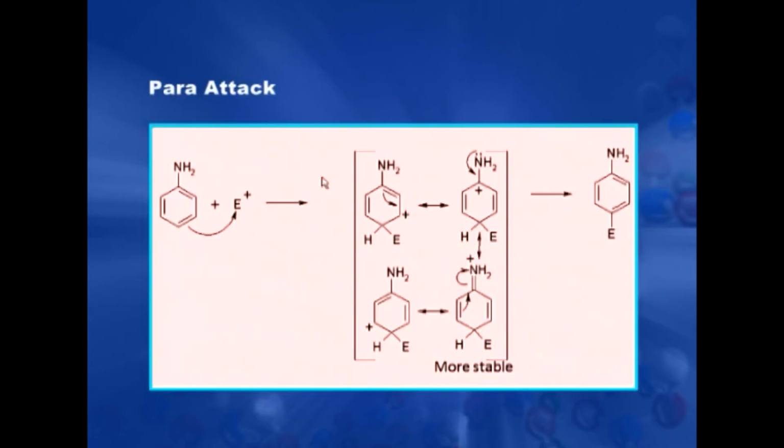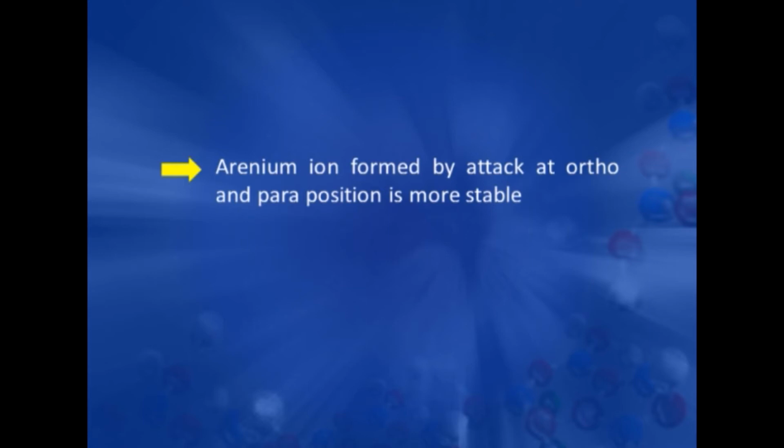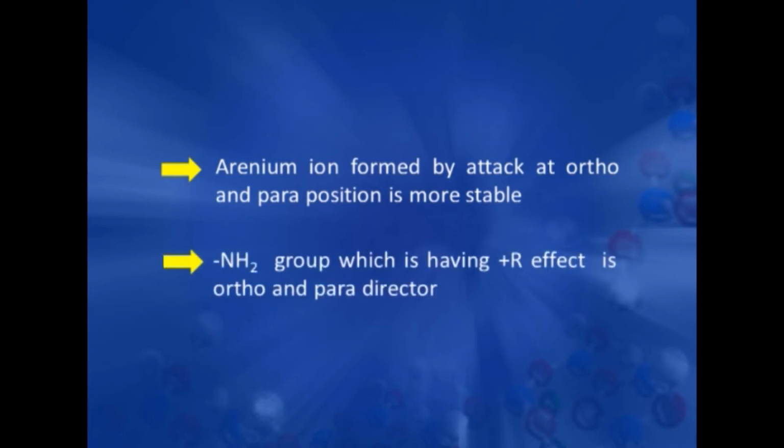If we see the para attack of an electrophile, here again we see this extra stable structure, which is also present like in ortho attack, and which is again more stable for the same reason, because the octet of each atom is complete here. Thus, the arenium ion formed by attack at ortho and para position is more stable. So, the amino group is having a plus R effect, thus it is an ortho and para director.